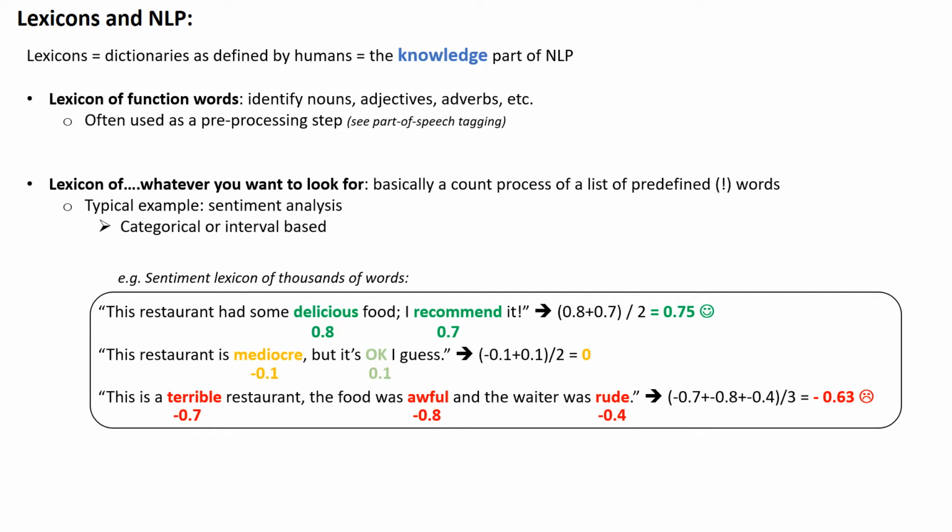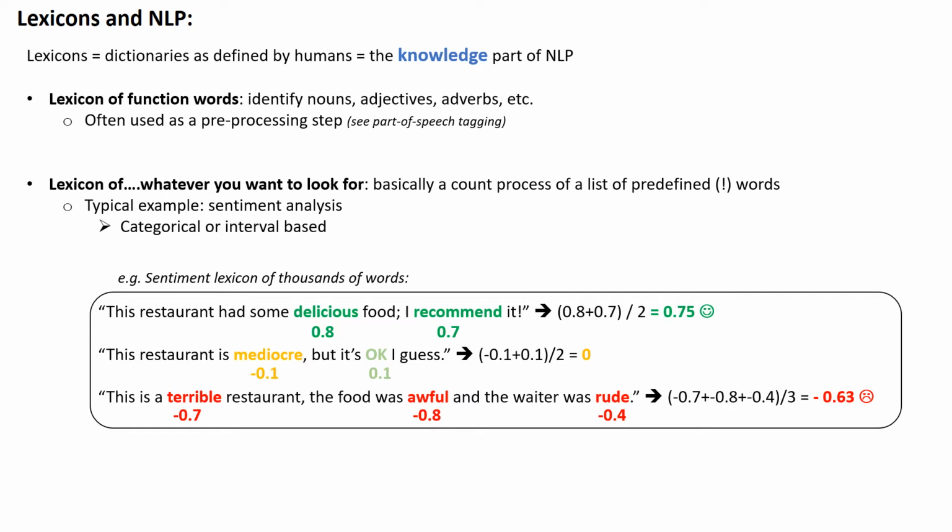I have the first sentence here. Let's say it's a review for a restaurant, and the sentence reads, "This restaurant had some delicious food. I recommend it." Okay, the computer scans the text and matches it with our lexicon, and it matches 2 words, delicious and recommend, which both have a positive score of 0.8 and 0.7. Well, if you just count these 2 scores, divide them by 2, take an average, you have an average sentiment score of 0.75, which is on a scale from -1 to 1, a very positive sentence.